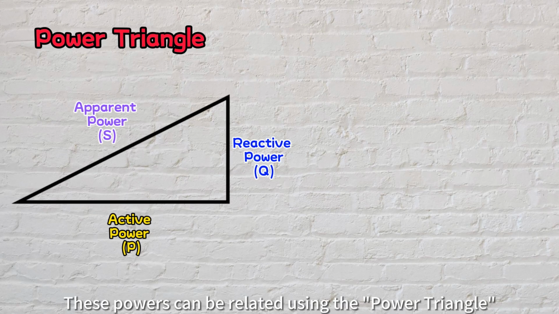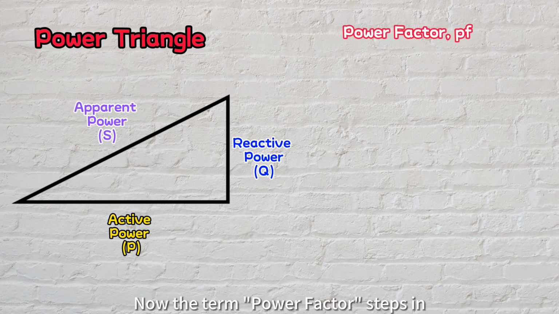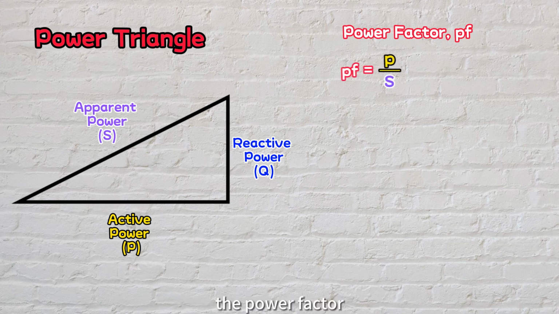These powers can be related using the power triangle, with each of them as a side. Now, the term power factor steps in. Power factor is the ratio of real power to apparent power, and it doesn't have a measurement unit.